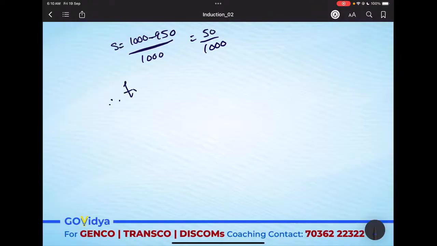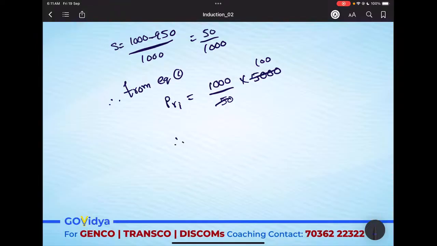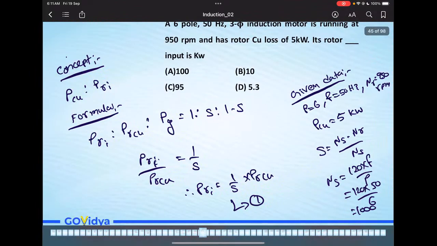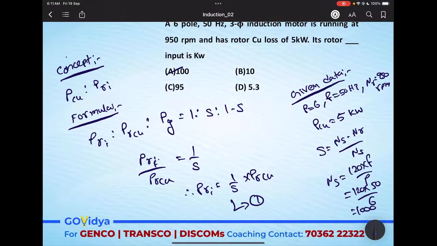Therefore, from equation 1, rotor input power can be given as, they gave 1 by s, no? So it will be 1000 by 50 into 5 kilowatt they gave, you can write it as 5000. This will be 100. Therefore, rotor input power will be 100 kilowatt. Is it clear? The option will be A.